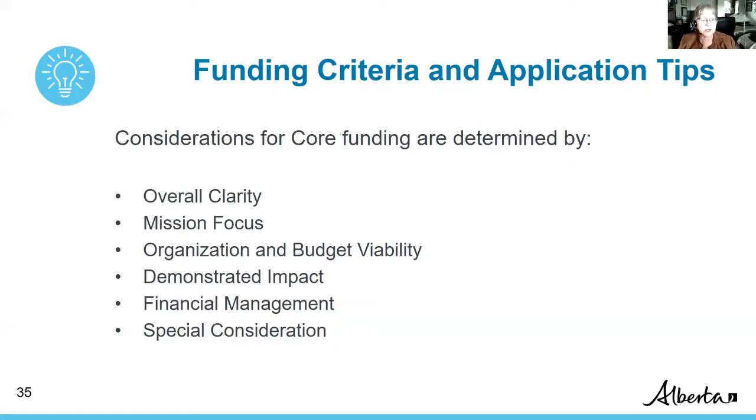Special considerations include whether or not your organization or community has experienced significant challenges beyond your control. Is your ability to generate revenue down significantly as a result of a wildfire, floods, or other catastrophic events? Is your organization located in a remote rural part of Alberta with limited services and limited opportunities to generate revenue?